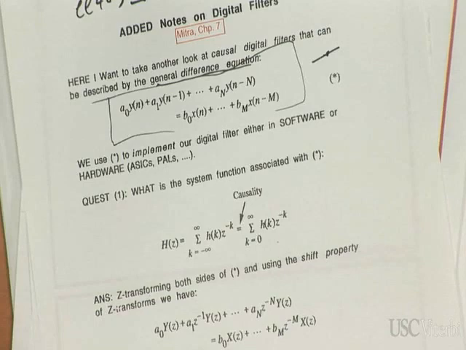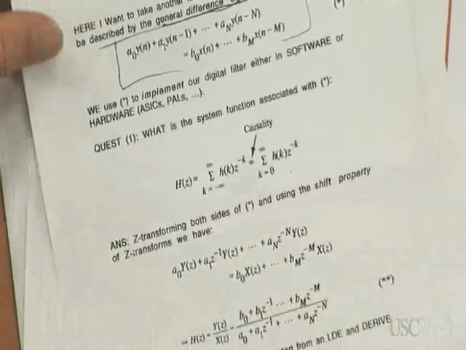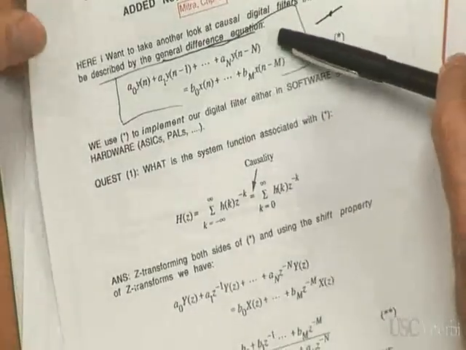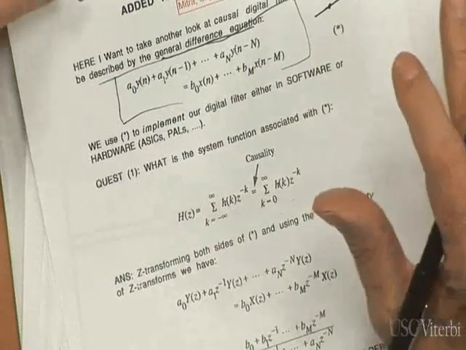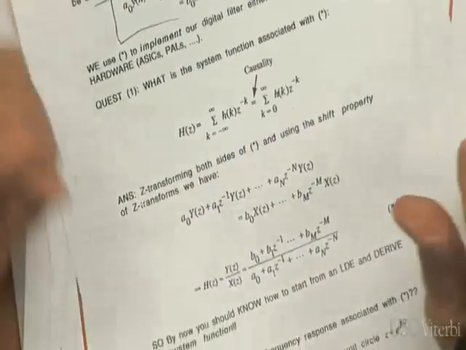And is it a low pass? Is it a high pass? Is it stable? And so on. And the way to do that is not to work in the time domain. It's to work in a transform domain. Could be the Z-transform or the Fourier or the discrete-time Fourier transform.